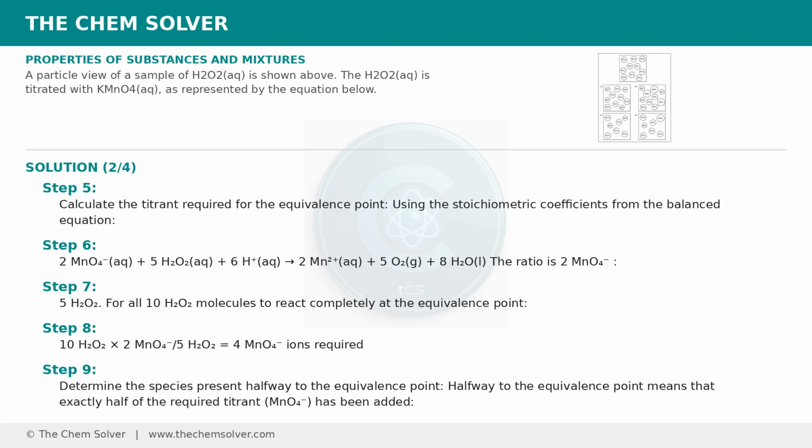For all 10 H2O2 molecules to react completely at the equivalence point, 10 H2O2 times 2MnO4⁻ over 5H2O2 is equal to 4MnO4⁻ ions required. To determine the species present halfway to the equivalence point: halfway means that exactly half of the required titrant, MnO4⁻, has been added.